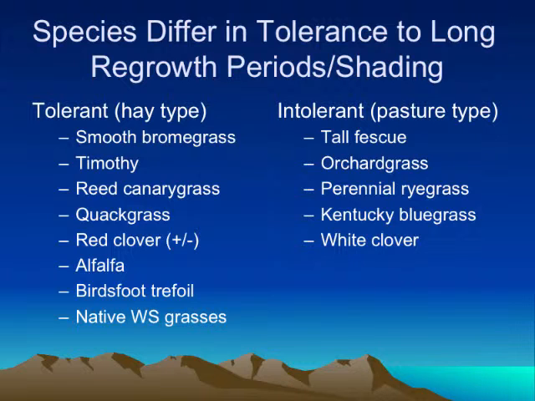So some plants are tolerant to long regrowth periods, and that's tied in with shading. So they're tolerant also to self-shading. They're hay types: smooth brome, timothy, reed canary, on down, and especially native warm season grasses. These are generally upright grasses. They are very tolerant to long rest periods and self-shading. These plants are intolerant: tall fescue, orchard grass, white clover.